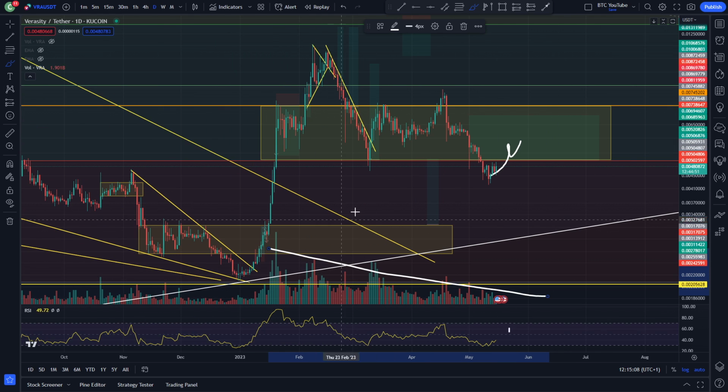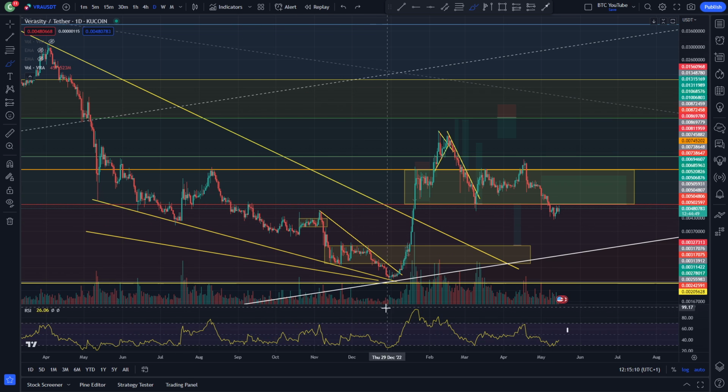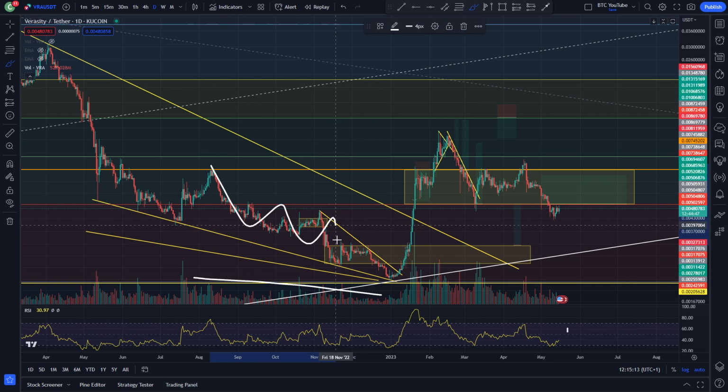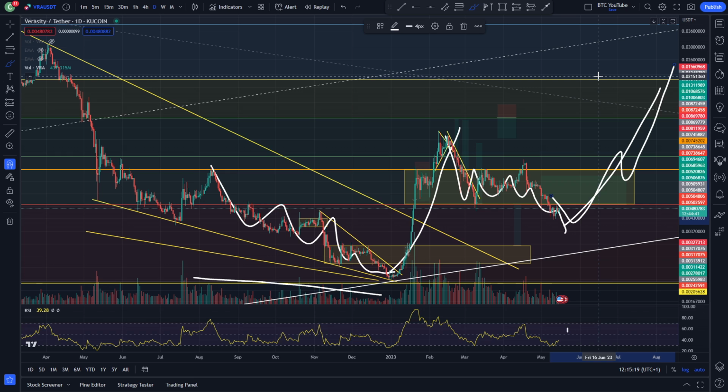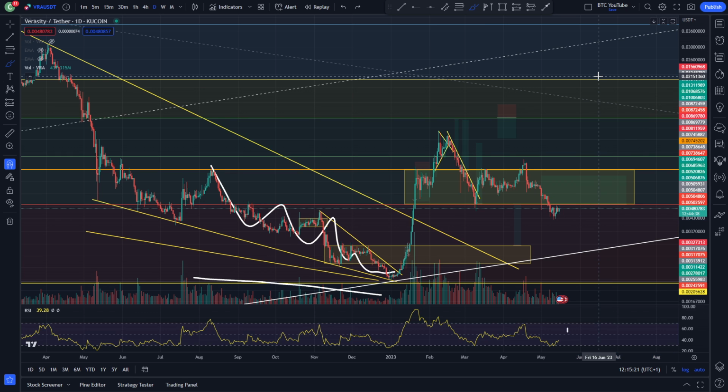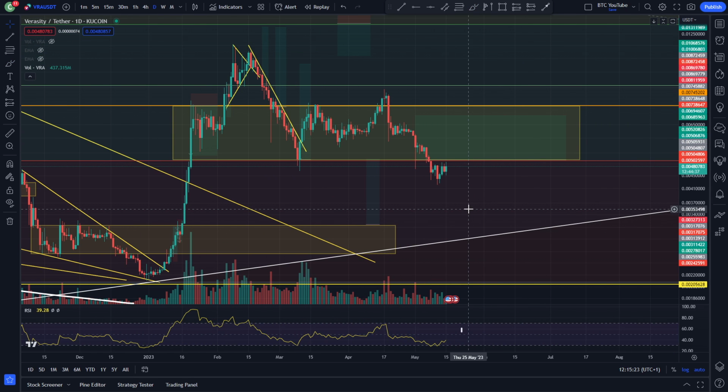Obviously the volume right now is getting quite low as well, and the last time that we did see this ever decreasing volume and trickle to the downside like we're kind of seeing now, we got this massive explosion here, and you could easily see another kind of move like this in the near future for Verasity. Not too concerned right now, and just waiting and seeing what's going on.